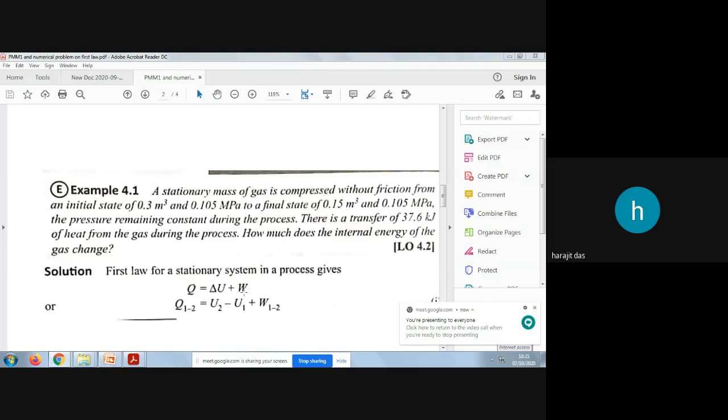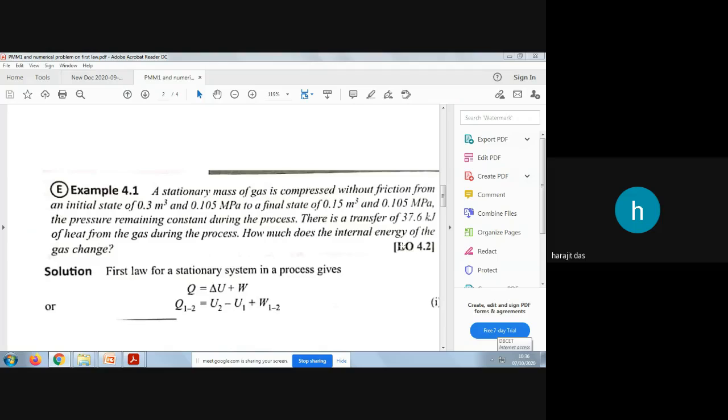What is Q1 to 2? It means from state 1 to state 2. So U2 minus U1, because delta U is the final internal energy minus the initial internal energy, plus W1 to 2 for the process, because there is only one process, process 1 to 2. So we write Q1 to 2 equals U2 minus U1 plus W1 to 2. This is the general form, and this is the form for our problem. Now we will put in the values they have given.